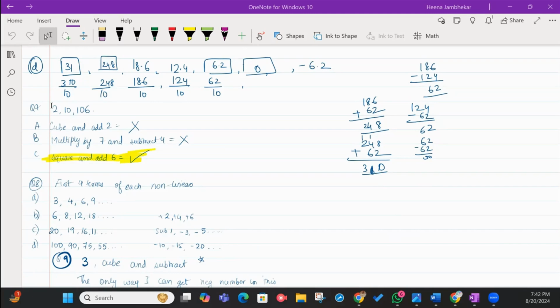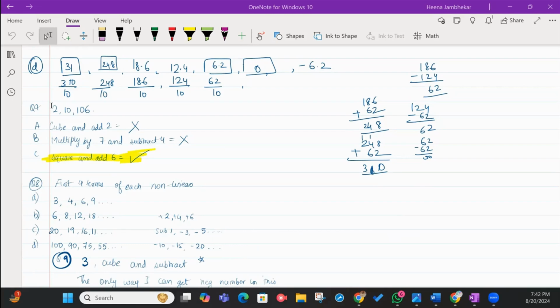Yeah. Let's go for the next one. Let's cube the 10. How much do you get? Cube the 10, 1000. 1000 and 2 will give you 1002. Is the first one the right term to term rule? Sneha, is it the right one? Okay.